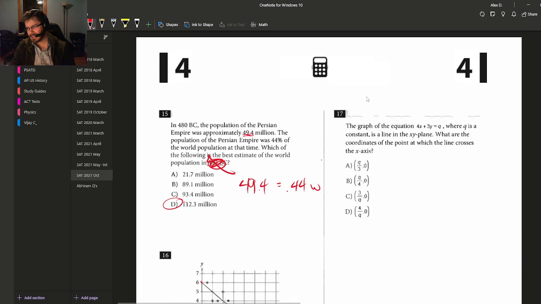Some weird answers going on here. So we have a linear function. The x-axis means y equals 0, as shown by all of our answer choices, so we just make y 0. And you get 4x equals q, x equals q over 4.